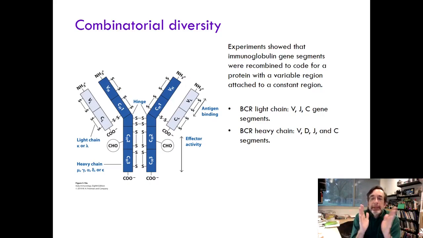Remember that we mentioned V and C were found first, and then you found J, and then they found D for only heavy chain. So just remember that light chain is made from 3 gene segments, and heavy chain, being longer, has a 4th segment that is shuffled into the mix.